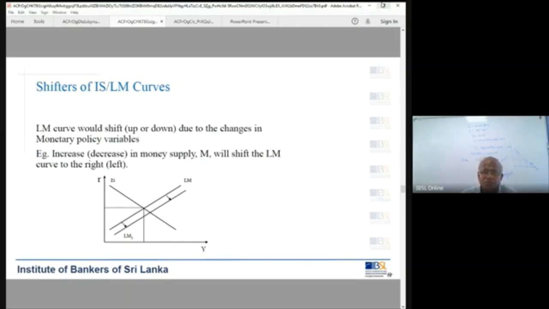The LM curve shifts up or down due to changes in monetary policy variables. An increase in money supply will shift the LM curve to the right. You are on the LM curve, shift down or shift to the right. If you decrease the money supply, the LM curve shifts up or to the left. Money supply is the key. Who is responsible? The central bank.